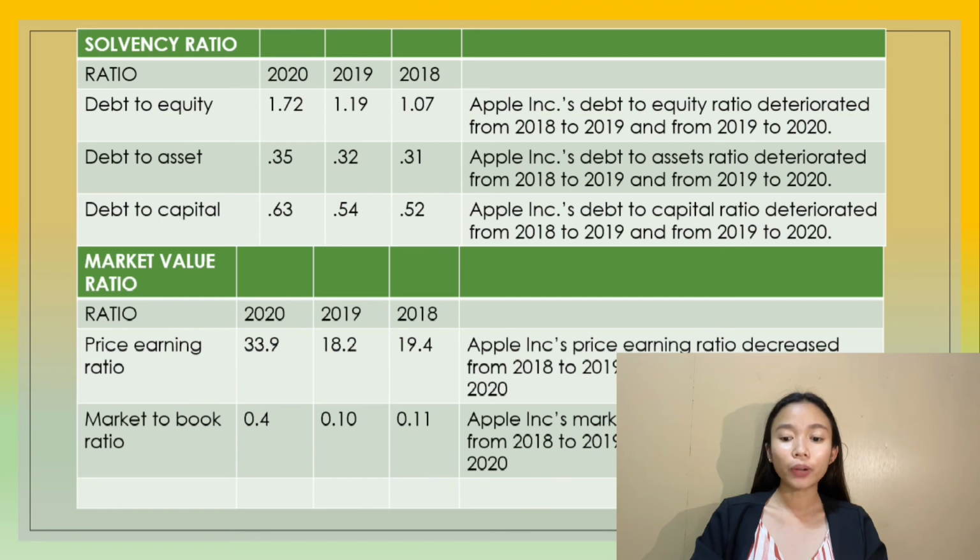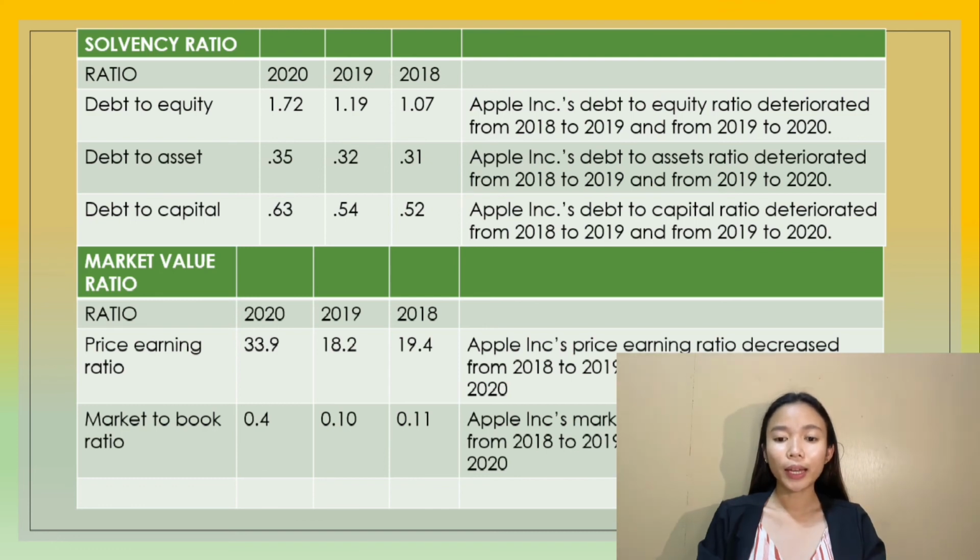Next one, we have the debt to capital. Debt to capital ratio measures the proportion of debt a business uses to fund its ongoing operations as compared with the capital. As to the data, Apple Incorporation's debt to capital ratio deteriorated from 2018 to 2019 and from 2019 to 2020. So we can see that in 2020, 63% of Apple's operation is funded with debt rather than capital.